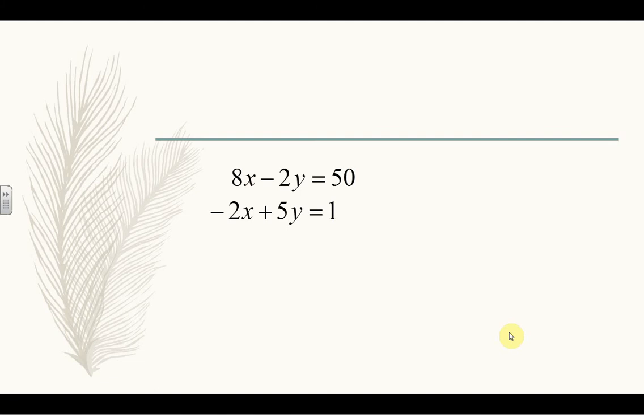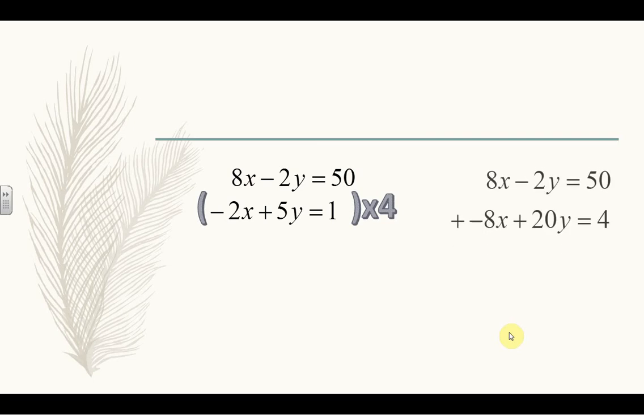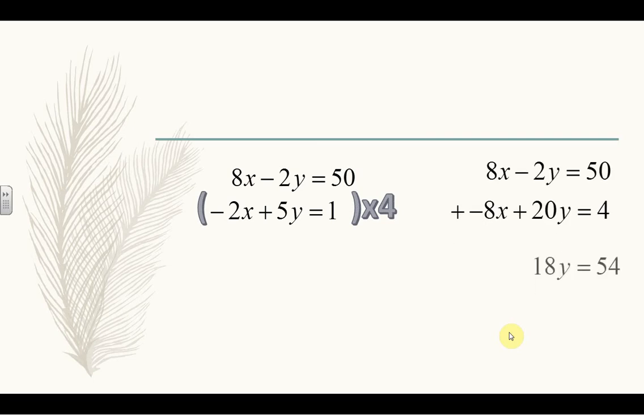Here we have to think. 8 and 2 don't match, 2 and 5 don't match. So we have to make them match. The easiest one I can see is always going to be something like 2 even numbers, because you can usually multiply those real quick. So we're going to multiply the bottom by 4. That's going to create a negative 8x on the bottom, and then your x's will cancel out. So you add those up, you get your y value, so you solve for y.